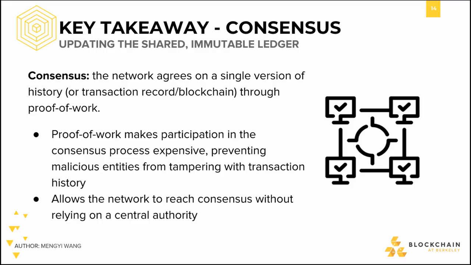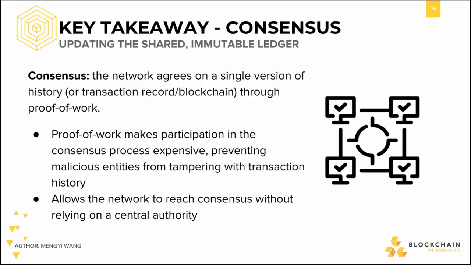And the last concept that we went over is consensus. Consensus is the way that the entire Bitcoin network comes to agreement about a single version of transaction history. How does it work? Proof of work requires that voters expend a considerable amount of computational power in order to validate transactions. But why do we need proof of work?